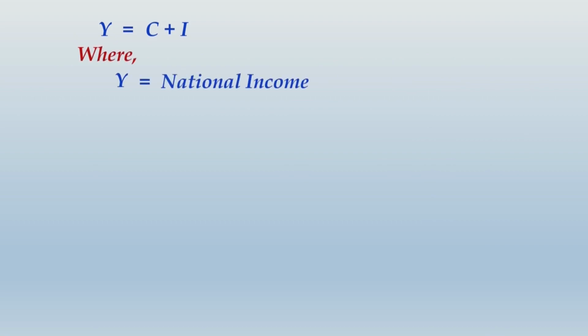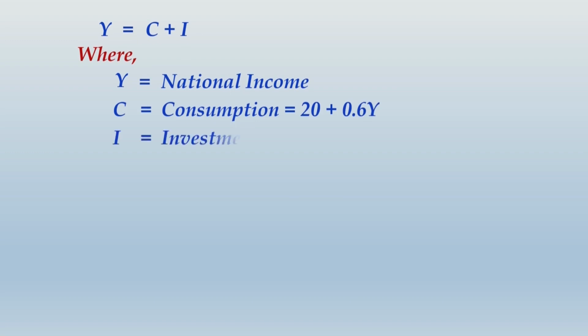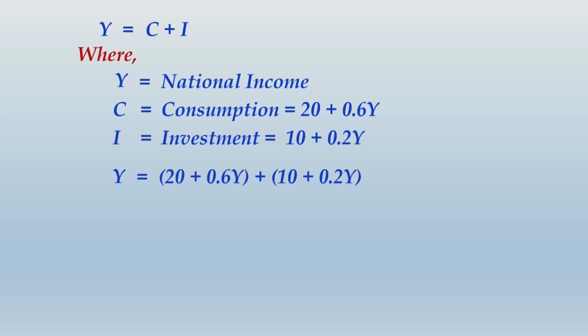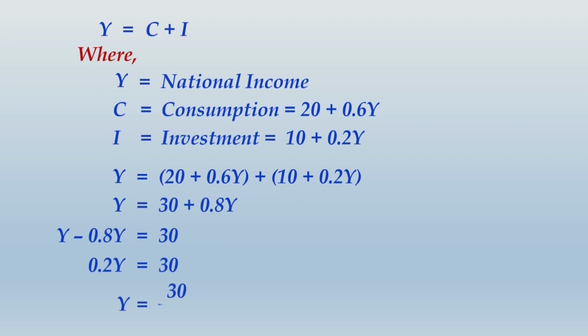Following that, what you get over here, Y equals to C plus I, define the variables. Y is the national income, C is the total amount of consumption, I is the total amount of investment. So aggregate of these two will give you the national income, that is Y. So Y will be computed through this equation, and the value of Y what you get will be 30 divided by 0.2, that comes to 150.